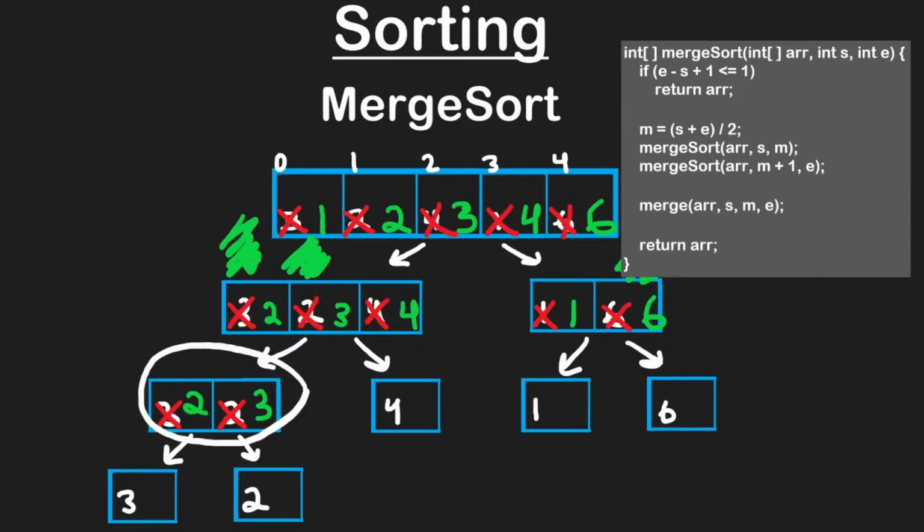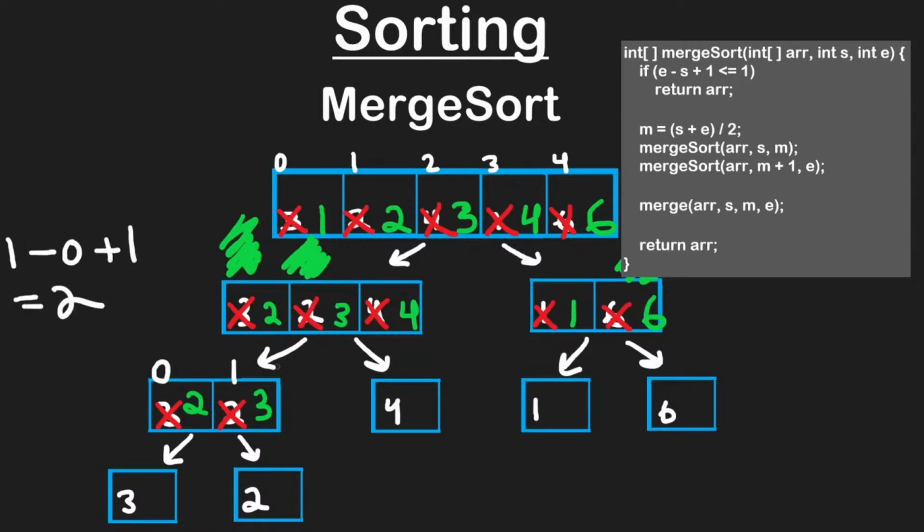But if we got to a case like this one where the starting index is 0 and the ending index is 1, then we're going to get the ending index minus the starting plus 1, which is going to give us a length of 2. That's correct. This is length 2. But that means our length is not less than or equal to 1. So what we have to do is calculate the middle index between these two. So we take the starting plus the ending and divide it by 2. So 0 plus 1 divided by 2.